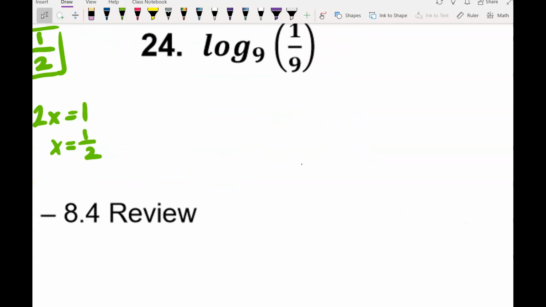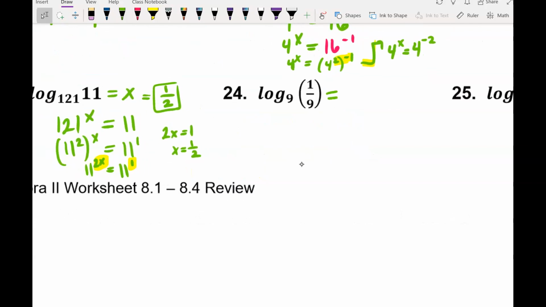And then number 24, I'm asking 9 raised to what power is equal to 1/9? Again, 1/9 is the same as 9 to the negative first. So my answer would be negative 1.